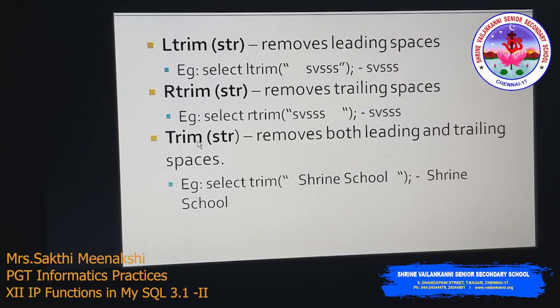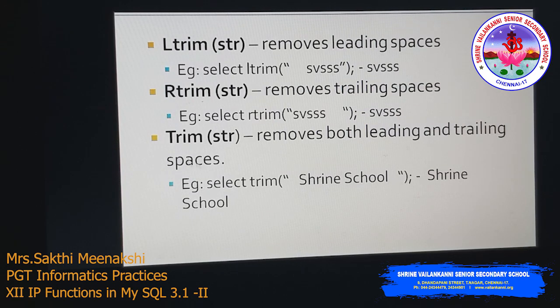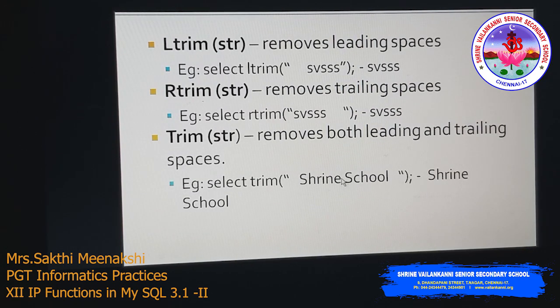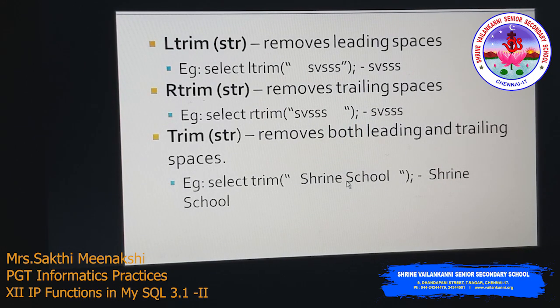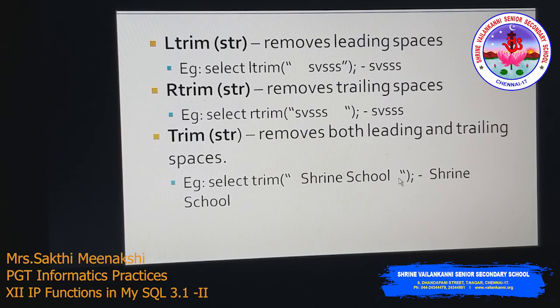Next we have the trim function, which removes both leading and trailing spaces. So select trim of strain school. Here I have one space at the start and one space at the end. This function will only remove leading and trailing spaces, not the space in between the words. So the result will be strain school. The leading space and the trailing space are removed using the trim function.